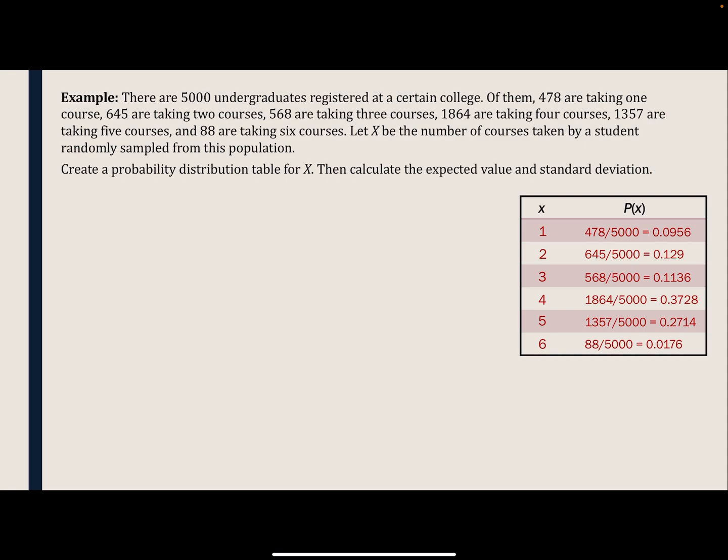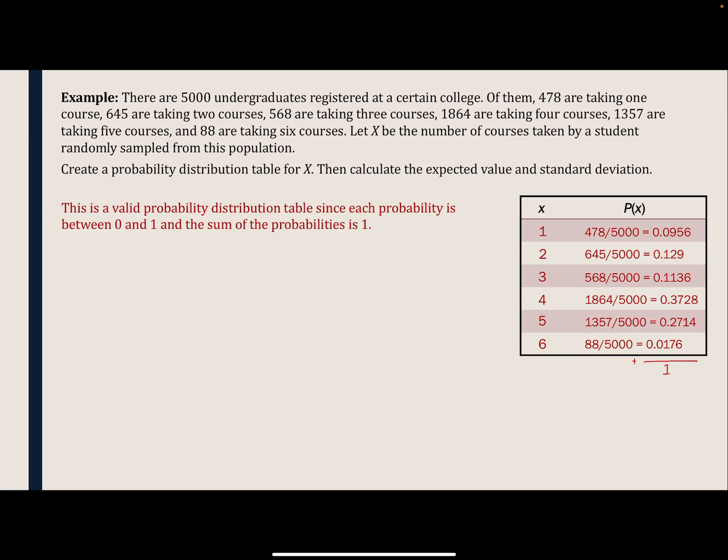Notice that the probabilities are all between 0 and 1. And if you were to add these together, which I did when I was creating this so I could check my work, when I added these together, I get exactly 1. So I have a valid probability table.